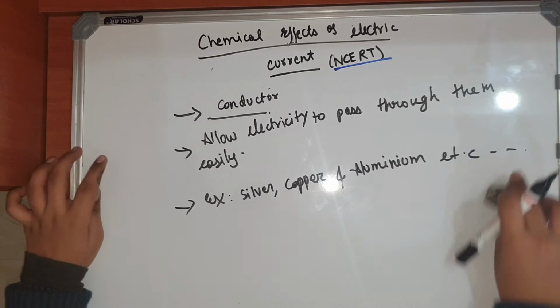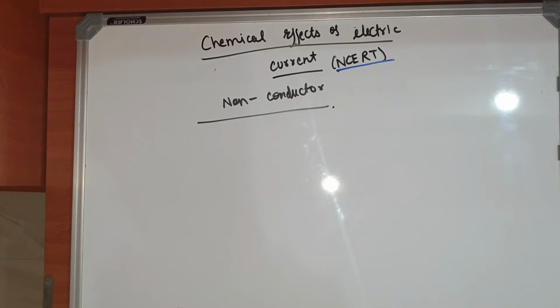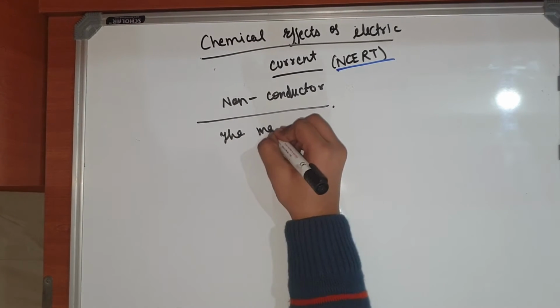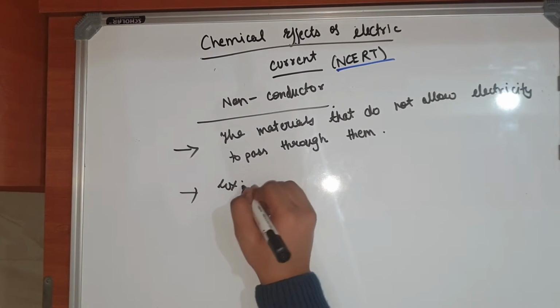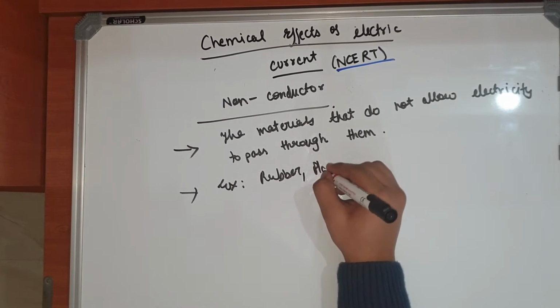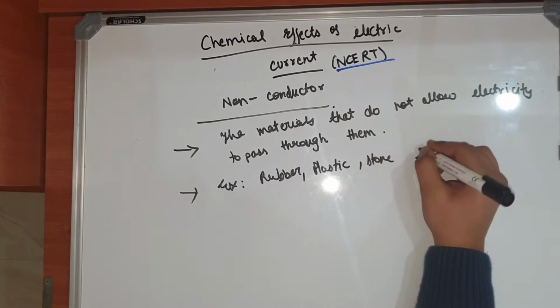So the next topic is what are non-conductors. We can easily understand from the name that if conductors allow electricity to pass through them, then non-conductors will never allow electricity to pass through them easily. So the materials that do not allow electricity to pass through them. The examples are rubber, plastic, stone also, and there are many more, etc.